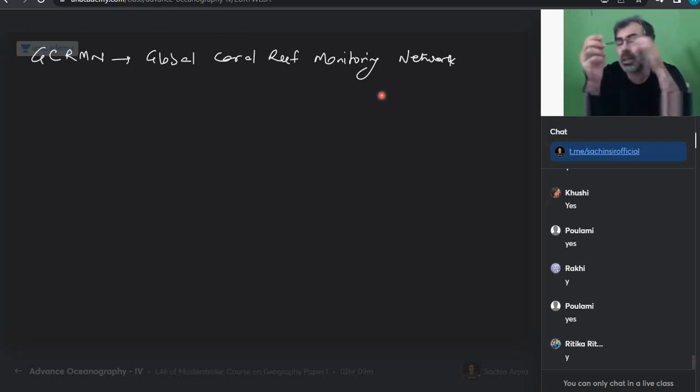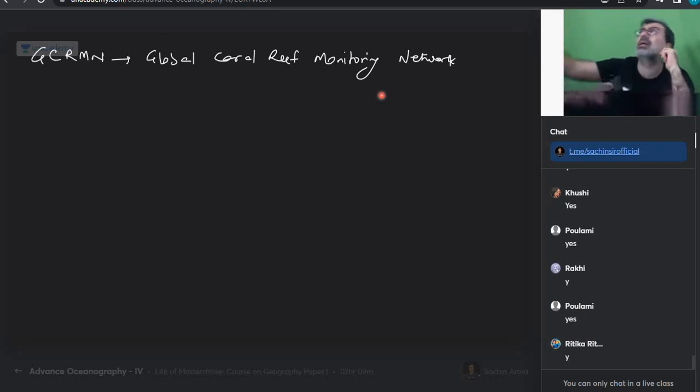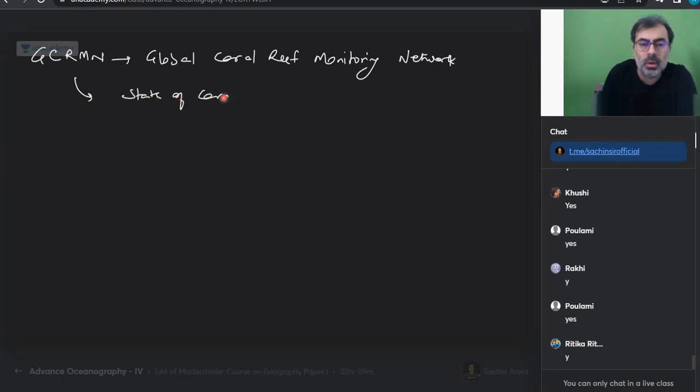GCRMN. So what is GCRMN supposed to do? GCRMN is supposed to monitor the status of coral reefs after 1998, whether their health is improving or deteriorating, where more action is to be taken, and all that. And they gave out a report called State of Coral Report, like we have State of Forest Report, State of Coral Report every 2 years.